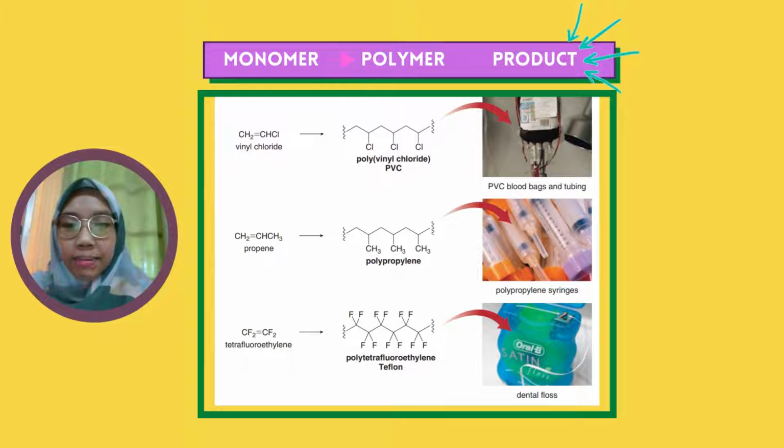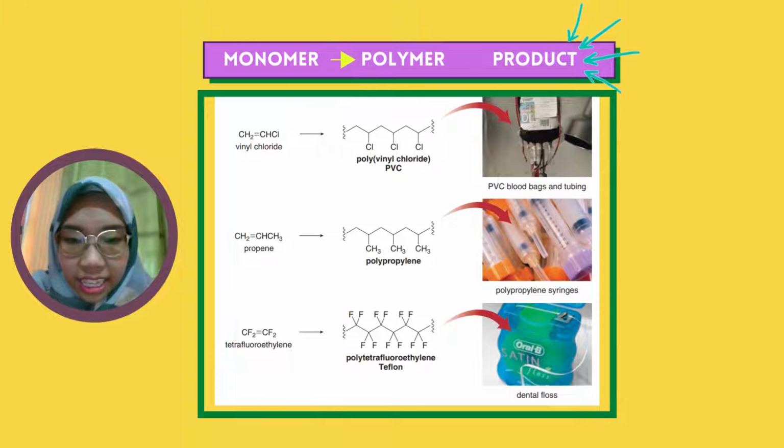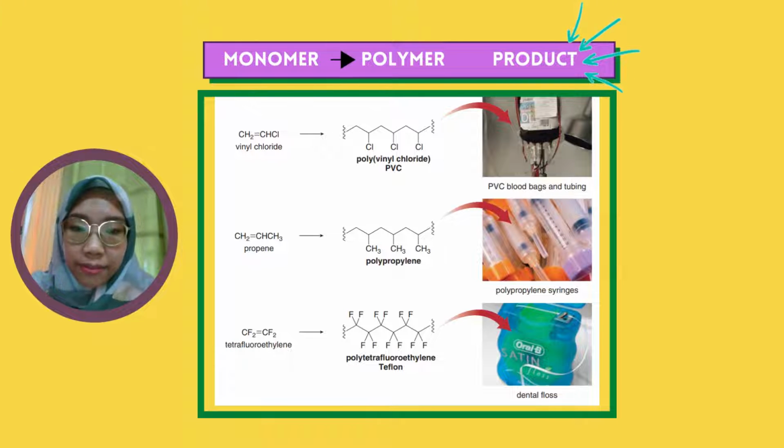In the table here, we have some examples of the monomer, the polymer, and the products made from them. We have vinyl chloride that would produce the polymer polyvinyl chloride, PVC, and they are used to make PVC blood bags and tubing. Another example is propene that would produce polypropylene and would make polypropylene syringes. The third example is tetrafluoroethylene, which makes the polymer polytetrafluoroethylene, Teflon, and they are used to make dental floss.